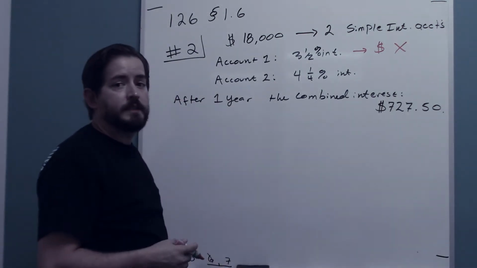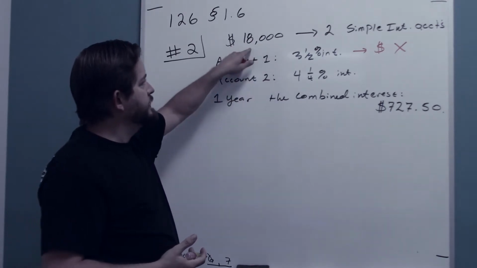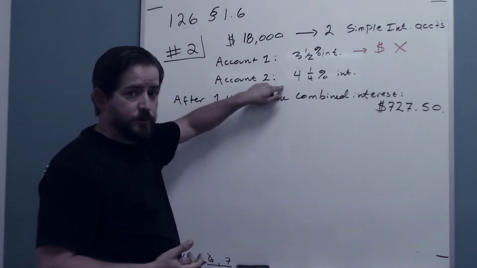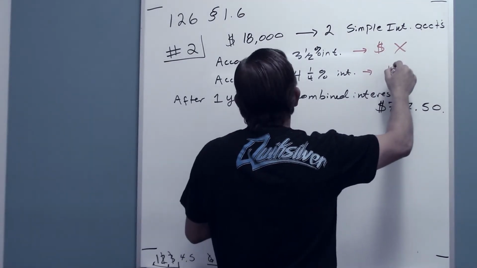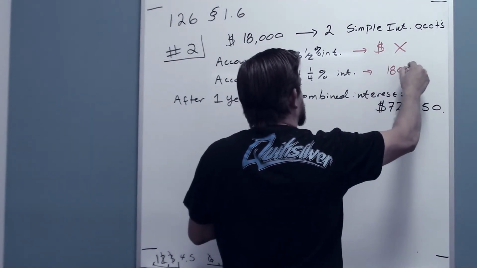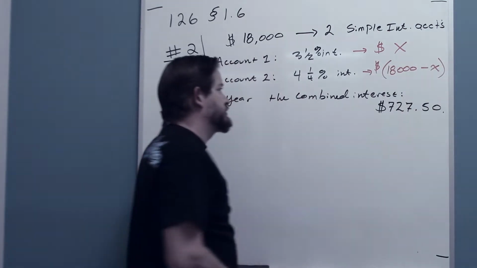I don't know how much that is, but what I do know is that if there's X dollars in account 1 and I have 18,000 total, then the difference between those two is what's in account 2, and so that tells me that I have 18,000 minus X dollars in account 2, right?